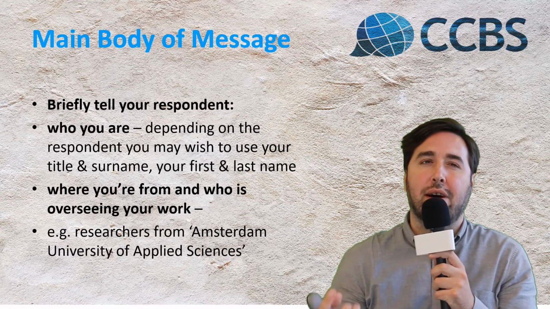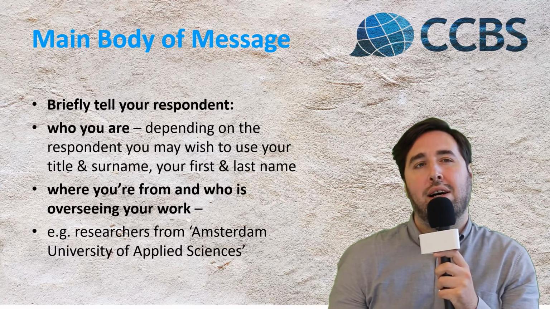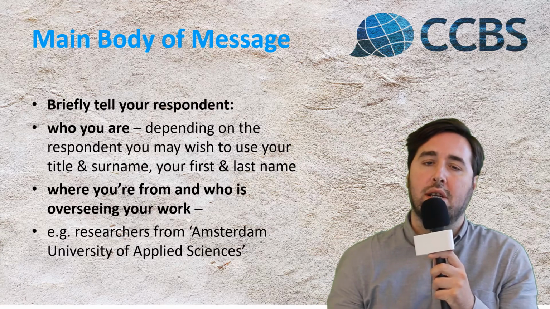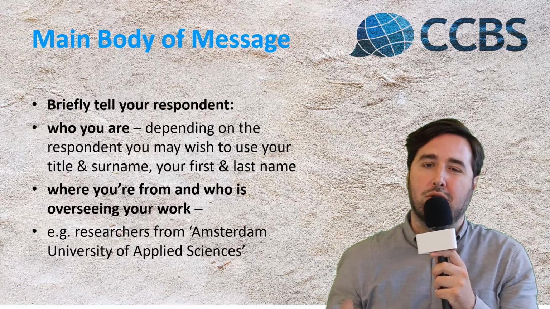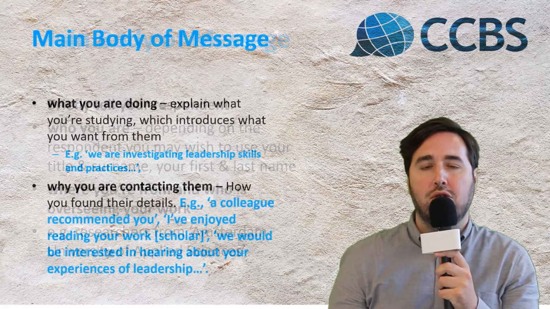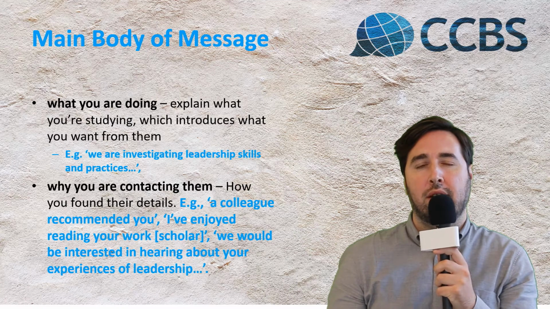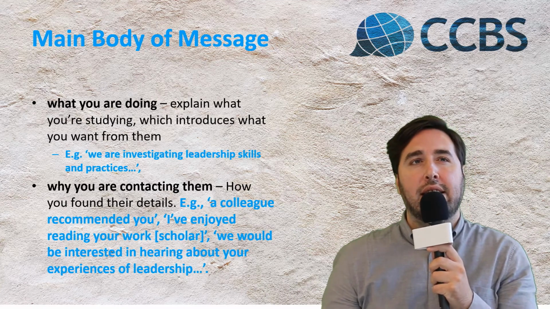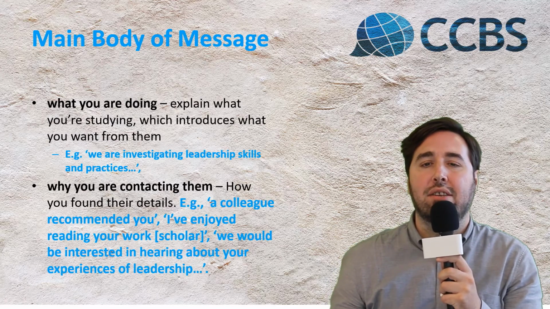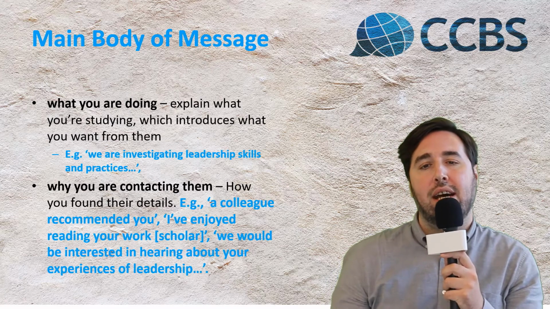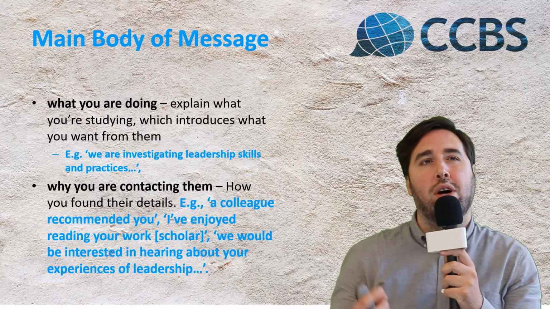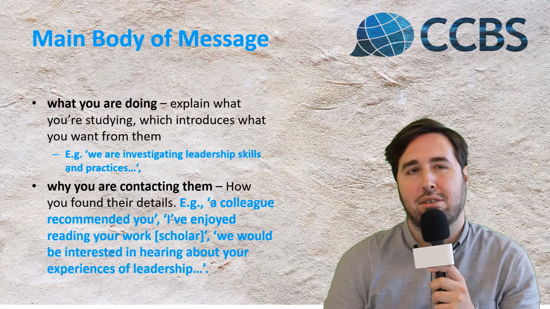So you want to talk about the fact that you're conducting research on the behalf of Amsterdam University of Applied Sciences. That will provide some legitimacy to the work that you're doing because you're being identified with this particular institution. So please use that in your communication with people, okay? Now, you then want to proceed to talk about what precisely it is that you're doing. So you want to succinctly explain what you are actually studying. And this is also a nice way of briefly introducing to the potential participant what is being expected of them, okay?